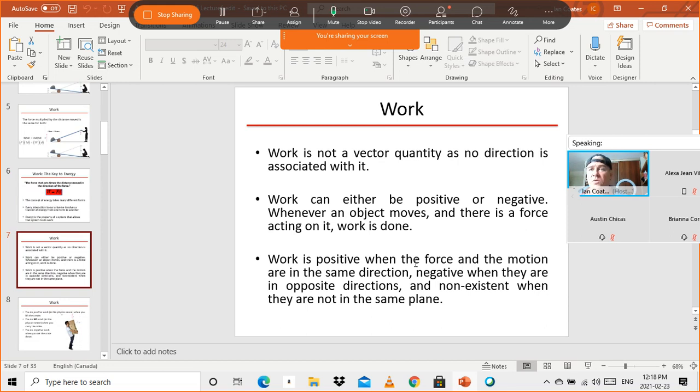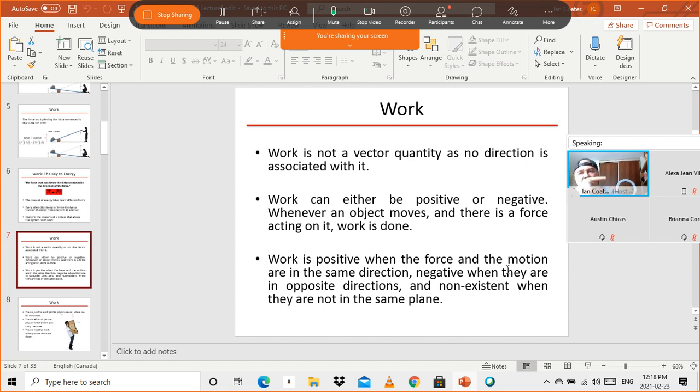Work is not a vector quantity as no direction is associated with it. Okay? Work can either be positive or negative. Whenever an object moves and there is a force acting on it, work is done. Move the box this way, move it this way. Work is positive when the force and the motion are in the same direction, negative when they are in opposite directions, and non-existent when they are not in the same plane. Let's read that again. Work is positive when the force and the motion are in the same direction.